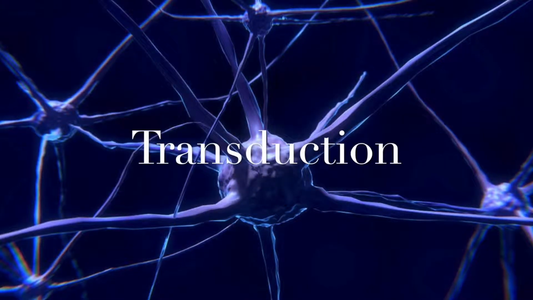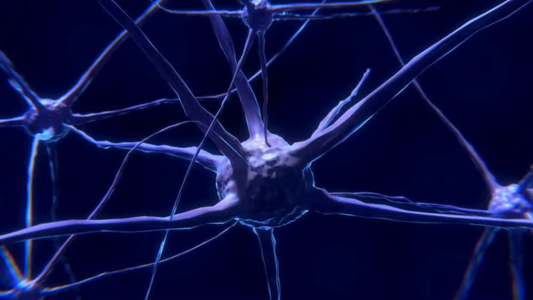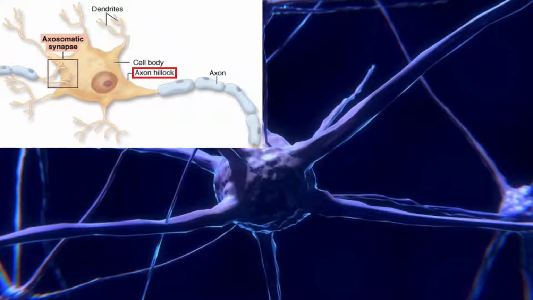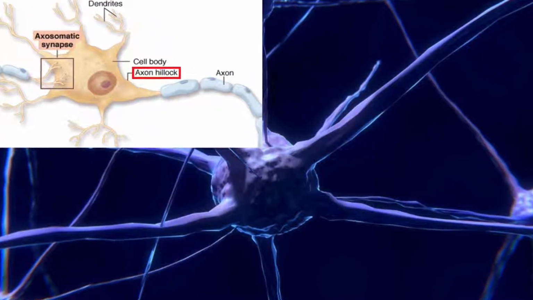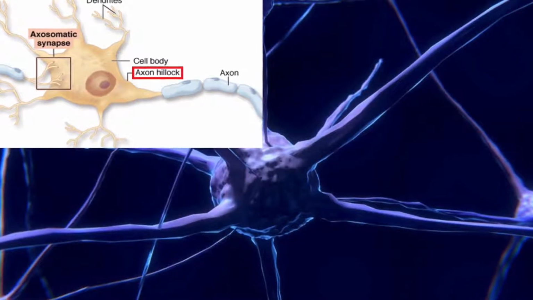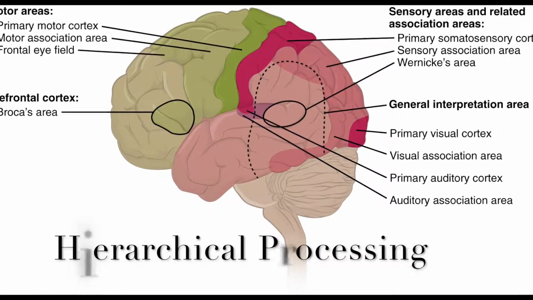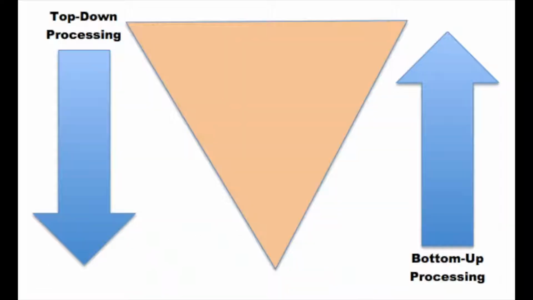These include the notion of transduction, which is the transfer of physical energy into electrical neural impulses by receptors. This is the first stage of all sensory processes. The impulses travel along axons of neurons to terminals which release neurotransmitters across synapses to be received by the other neurons. There's also the idea of hierarchical processing, in which neural impulses travel up the system to the cortex.